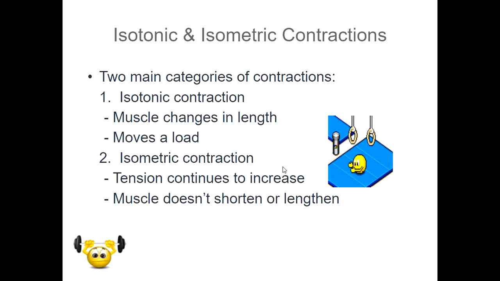Now, isometric contractions are where you don't lift. Instead, what you do is you increase tension. We do this through isometric exercises like planking, or one of the more popular, yoga. Your muscle doesn't shorten or lengthen. Instead, it holds that contraction, builds up that tension, and it causes the muscle to become stronger. These are very important contractions.